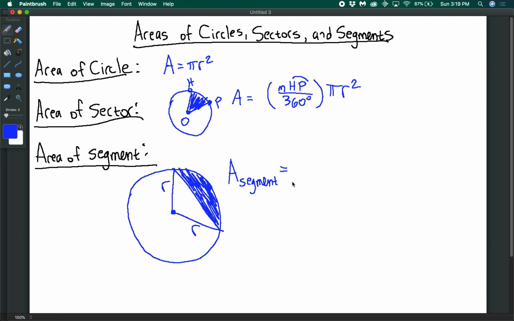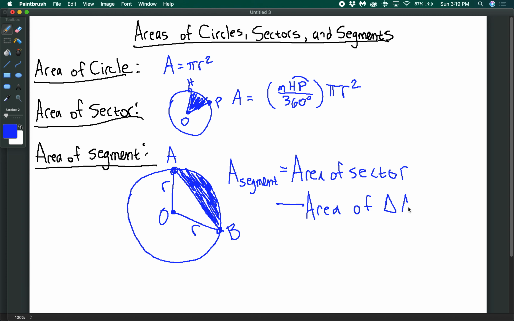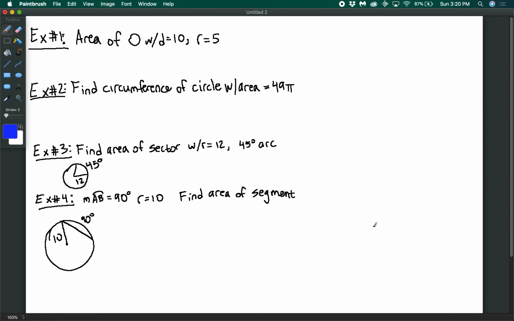So to find the area of a segment, we do the area of the sector minus the area of the triangle. I guess we'll give it a name. I'll call this triangle AOB. So I take the full area of the sector and subtract the area of the triangle. What I'm left with is the area of just that segment of a circle. So let's do some examples.